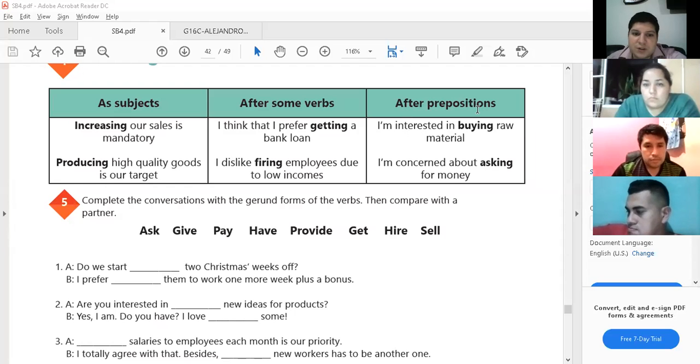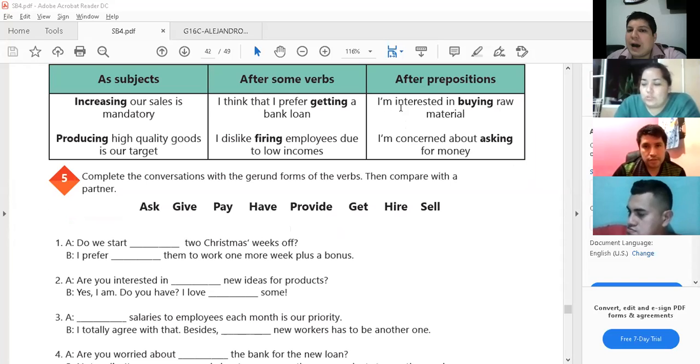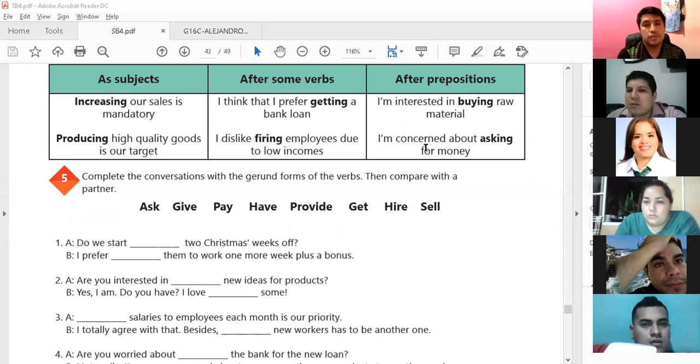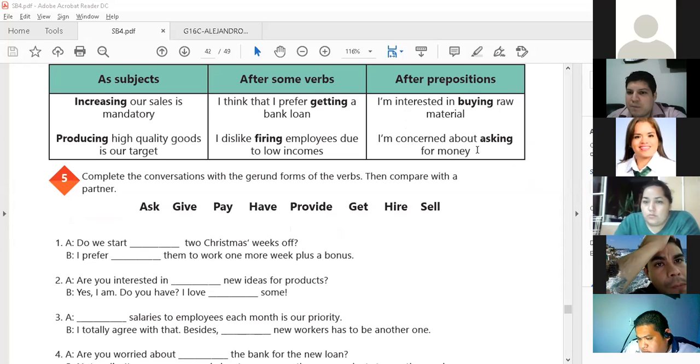After prepositions. I'm interested in buying raw material. Estoy interesado en comprar materia prima. I'm concerned about asking for money. Estoy preocupado acerca de pedir dinero.